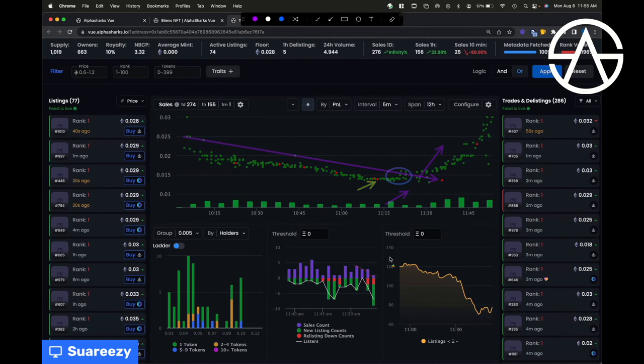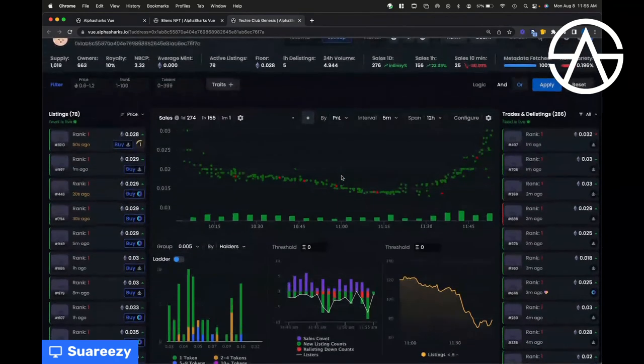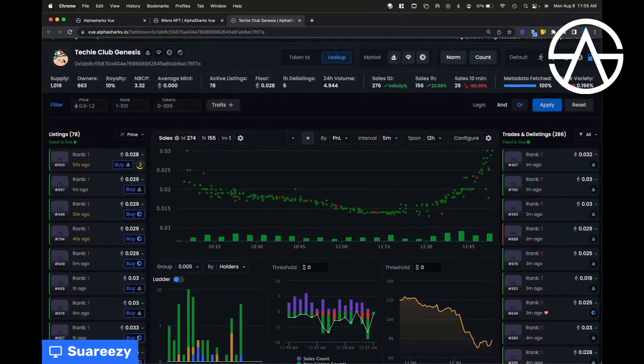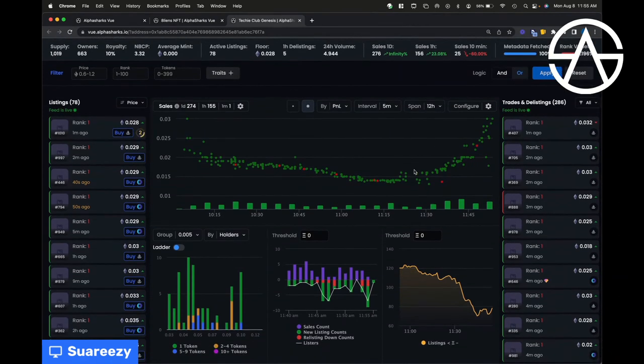It's the same concept. The more you guys do this over and over again, you will start to see patterns that repeat. I have no idea what's going on with this project fundamentally, but I do know what's going on with it technically. And when you get to form both of those ideas and concepts together, that's when I believe people can become very elite traders.